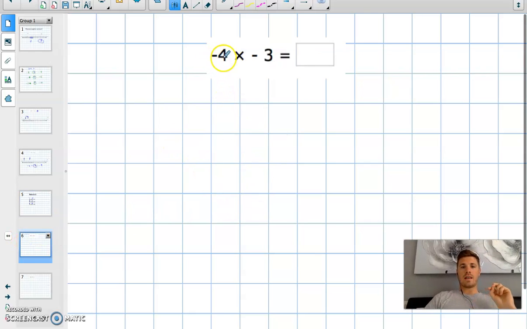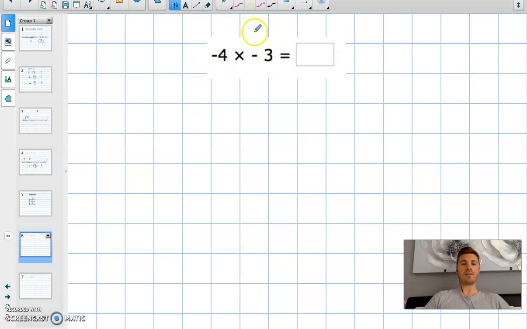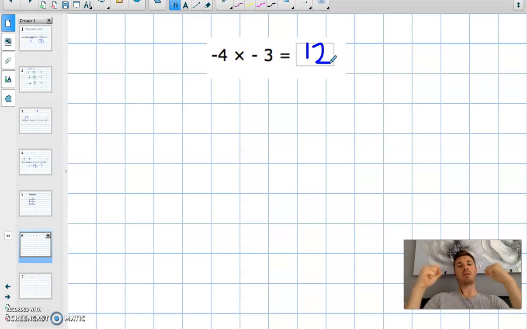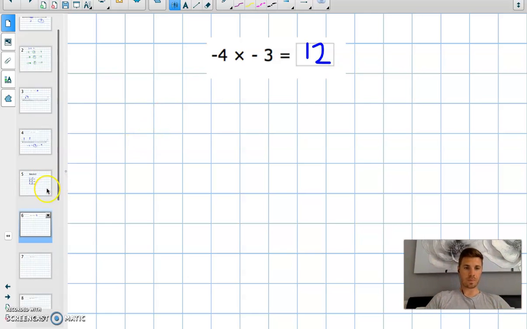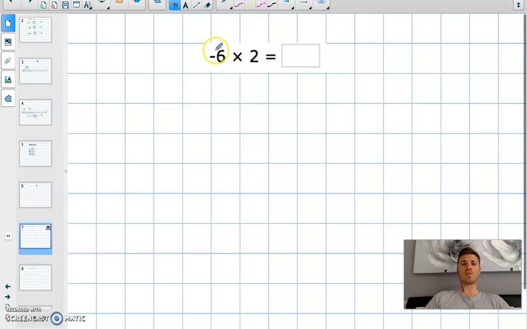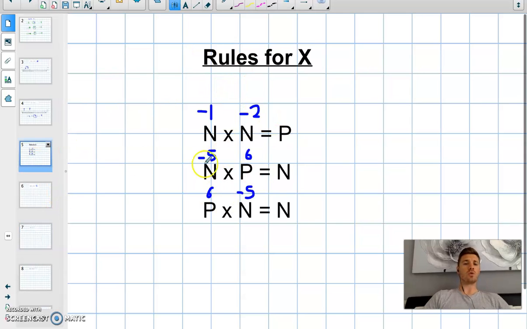So I've got a -4 and I'm multiplying it by -3. So remember, when you multiply two negative numbers together, the answer is going to be positive. And we know that 4 multiplied by 3 is 12. So a negative multiplied by a negative equals a positive. Okay, let's look at this one. Keep referring back to your rules if you forget.